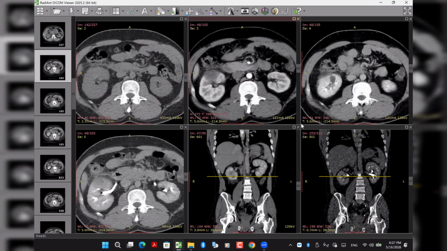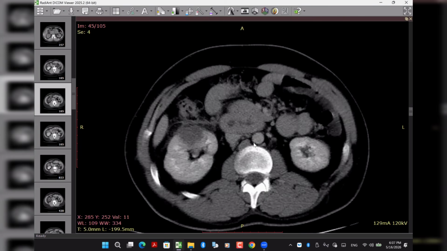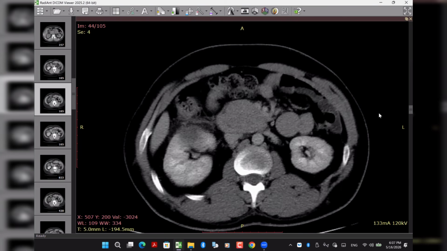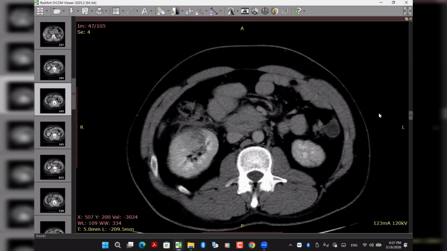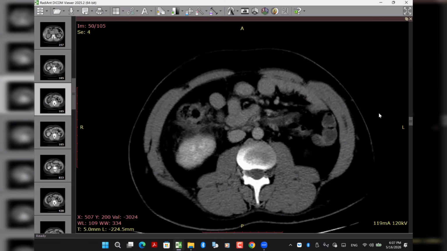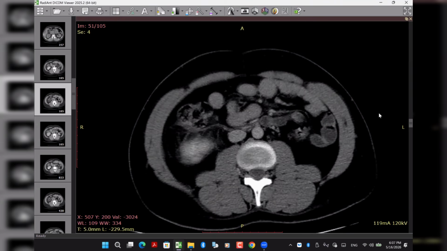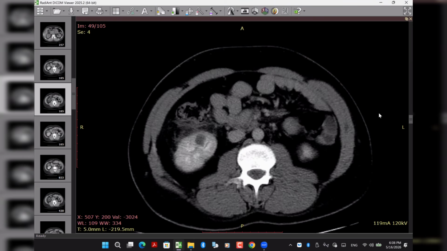Okay, go ahead. You can scroll? I think I can, yes. Okay, so this looks like the... Which phase in the study, this one? I think this might be the excretory phase. No, nephrographic phase. We're still in the nephrographic phase. Okay? Yes. Go ahead. Okay. So this is the nephrographic phase.